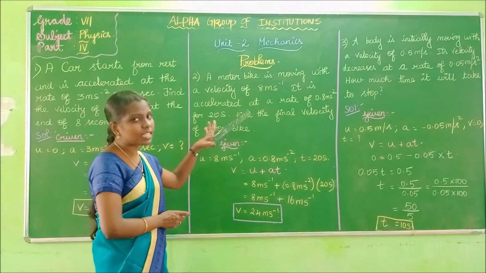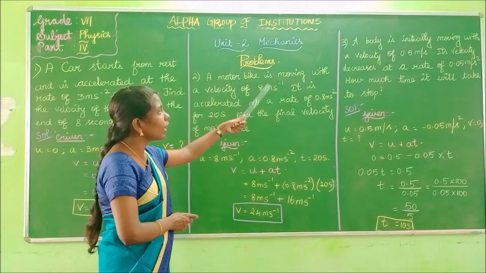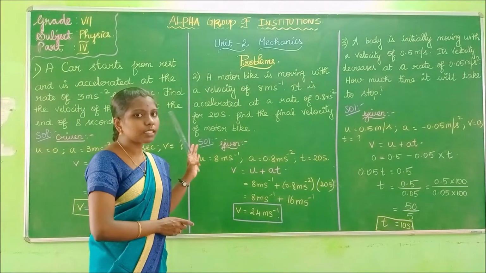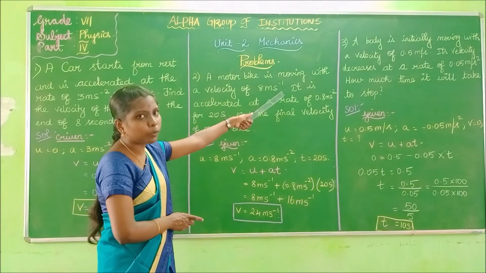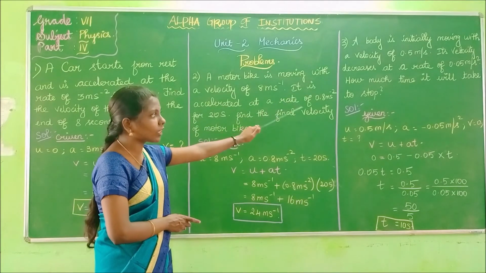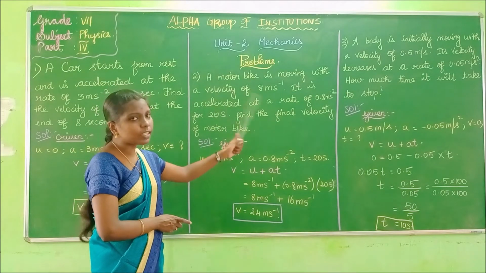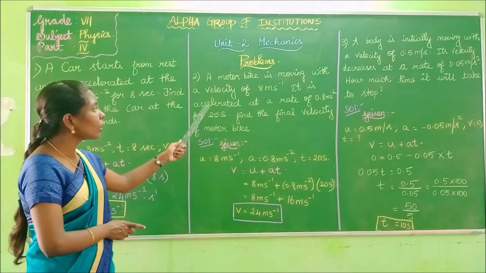I'll read the question. Listen carefully. A motor bike is moving with a velocity of 8 meters second power minus 1. Initial velocity is given here. What is the value for initial velocity? 8 meters second power minus 1. It is accelerated at the rate of 0.8 meters second power minus 2. Acceleration value is given as 0.8 meters second power minus 2 for 20 seconds.